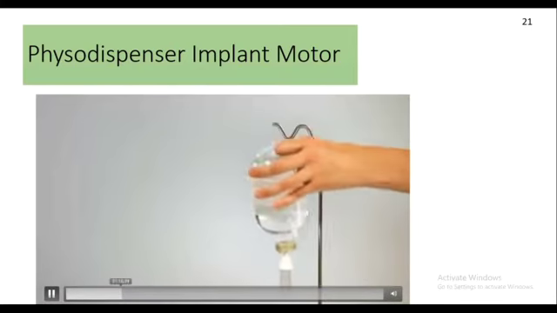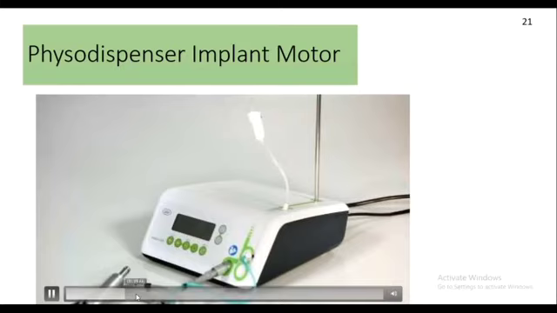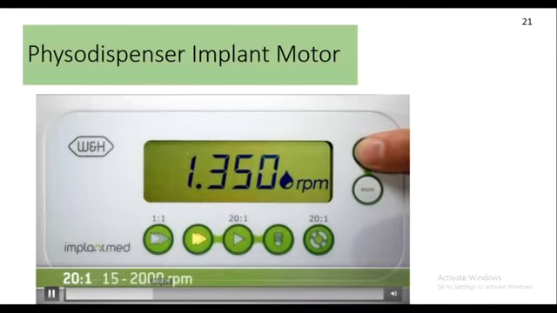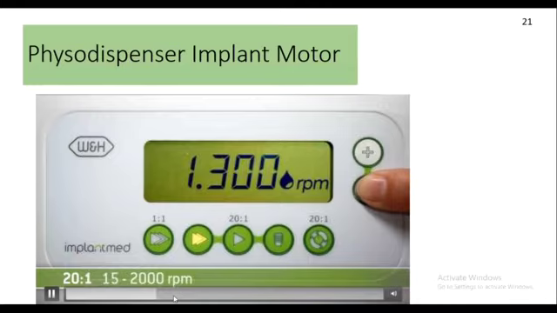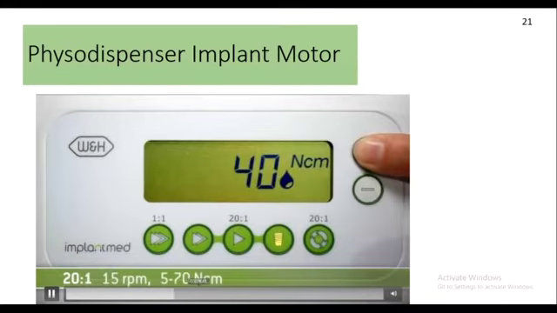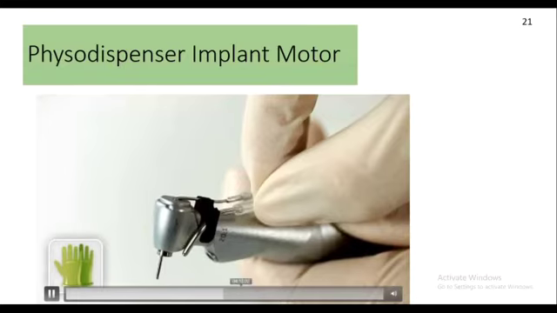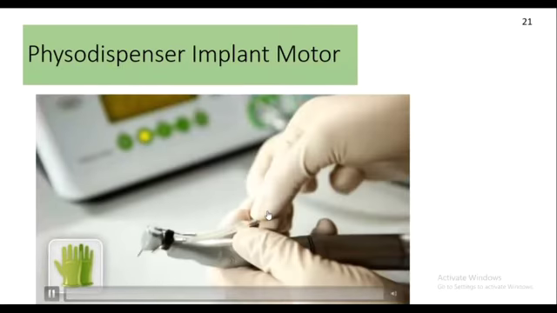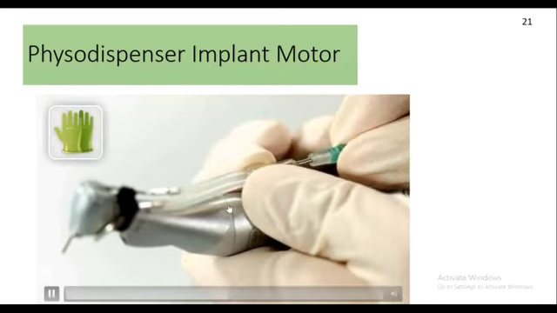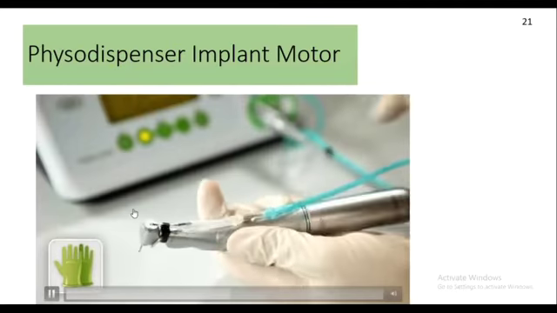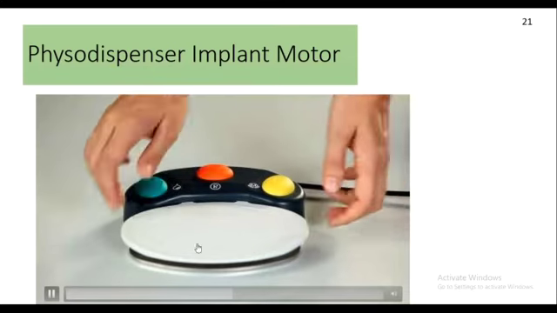Now this is a saline unit which is attached to the handpiece, and there are different programs in this. So this is the contra-angle handpiece onto which the saline unit is attached, which will irrigate the saline continuously at the surgical site. And this is the foot pedal.